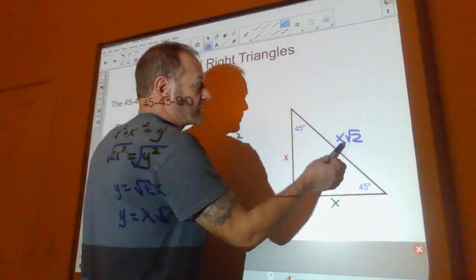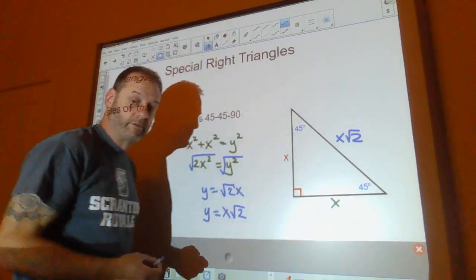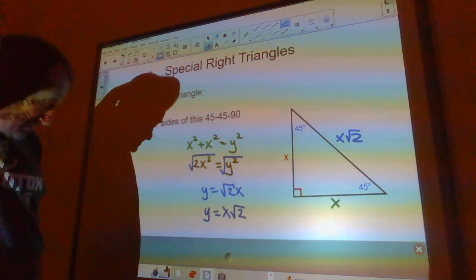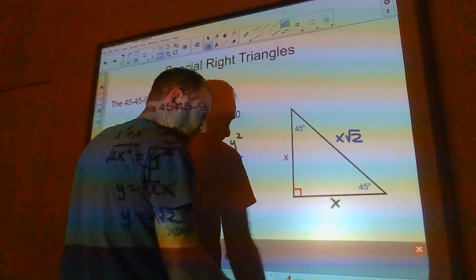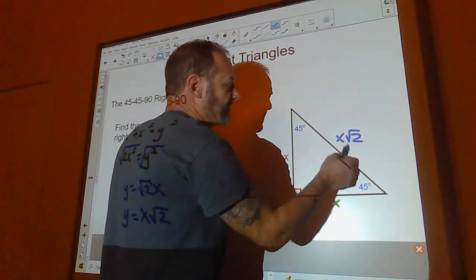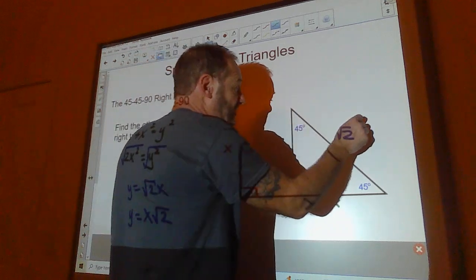If I knew that this was 12 square root of 2, then I would know that this would be 12 and this would be 12. Okay? The only kind of tricky thing that comes in is when this side here is something other than something times the square root of 2. For example, what if this side is just 8?